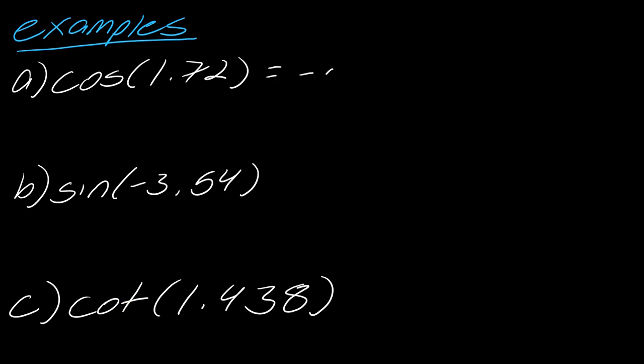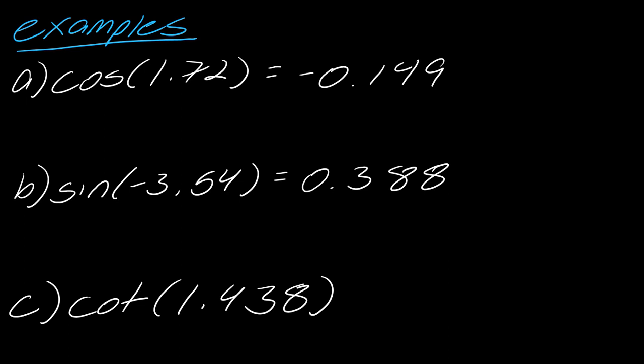And I get negative 0.149, I'll just round. We'll round to the nearest thousandth in this case, just to make sure that you're doing it right. So what about sine of negative 3.54? Again, I'm just going to plug this into my calculator. And my calculator will spit out that this comes out to 0.388. Again, I'll round to the nearest thousandth just to help you make sure that you've got the right number.